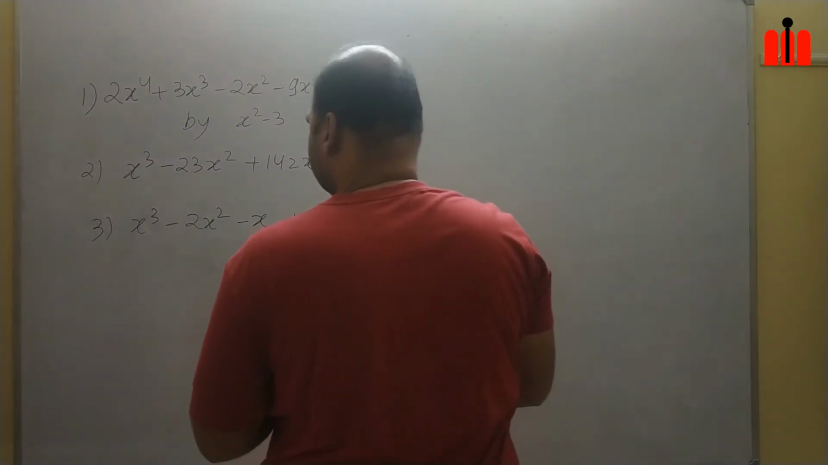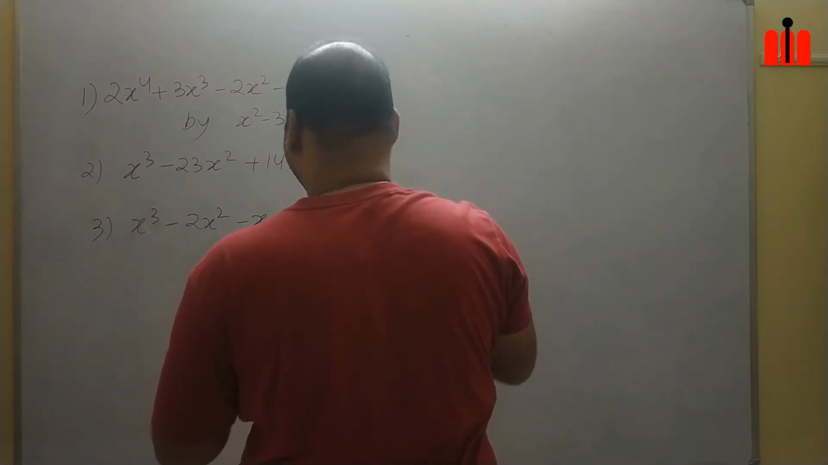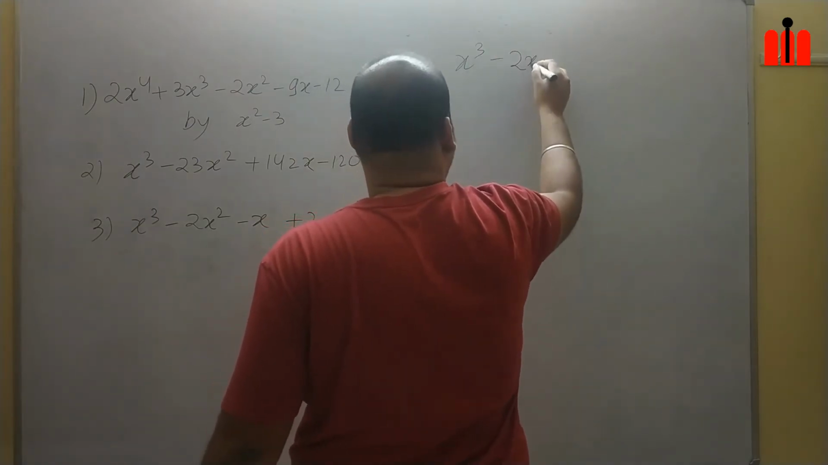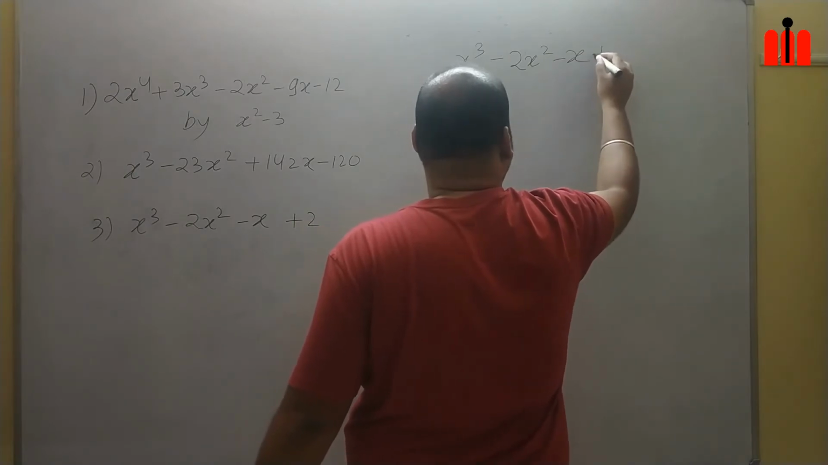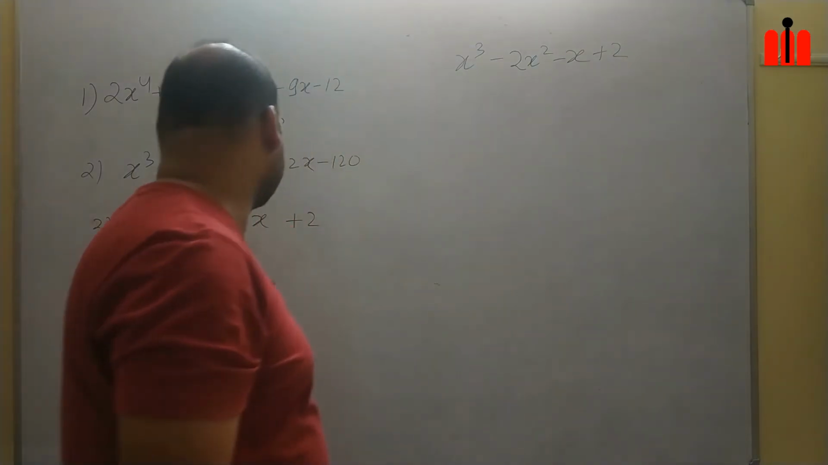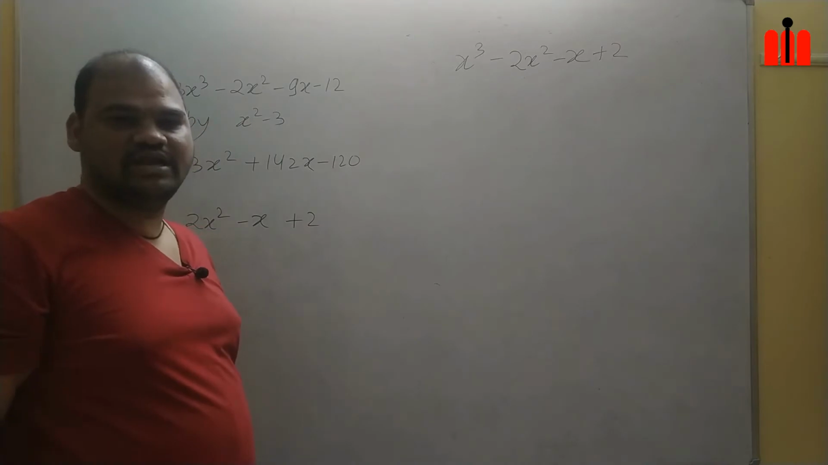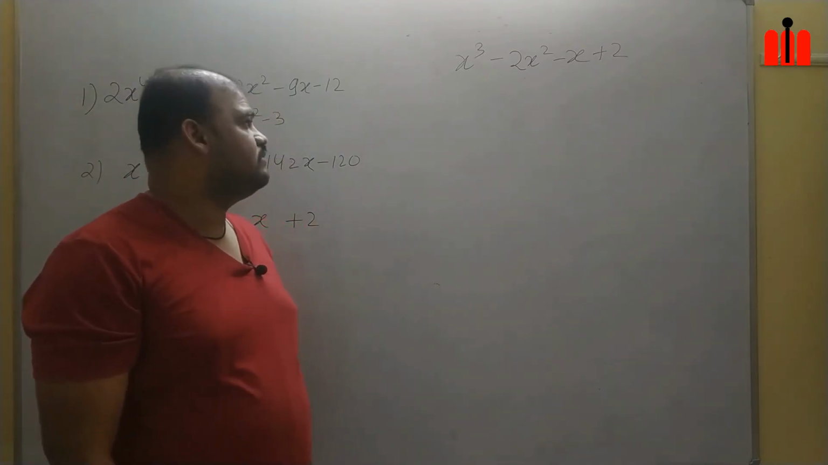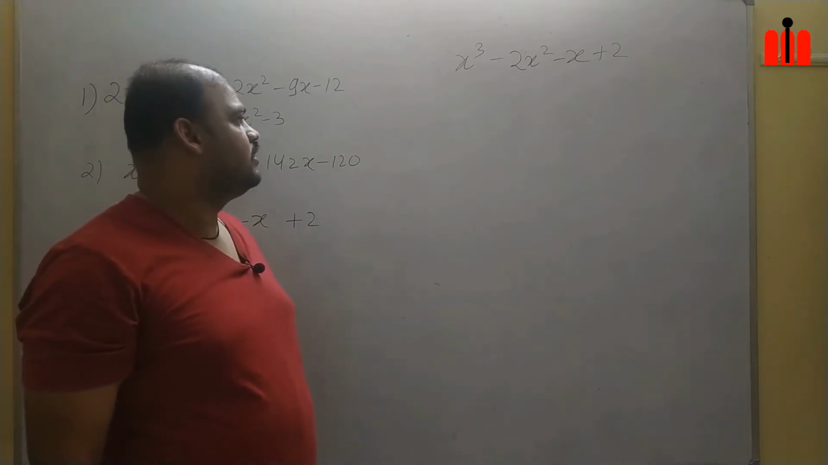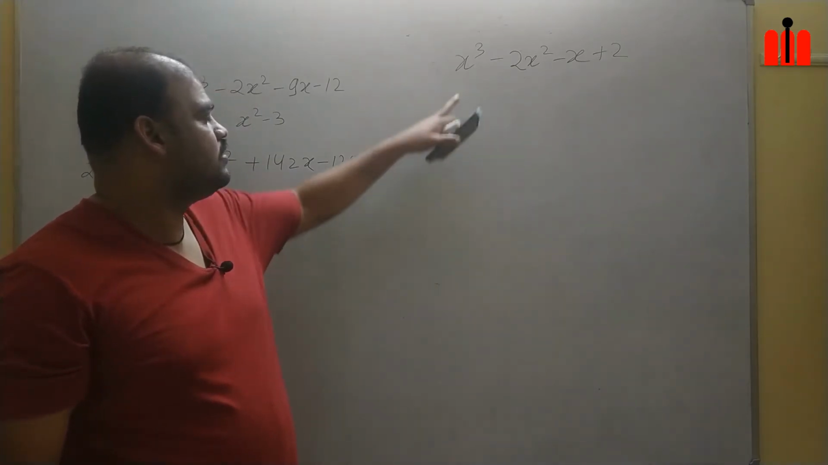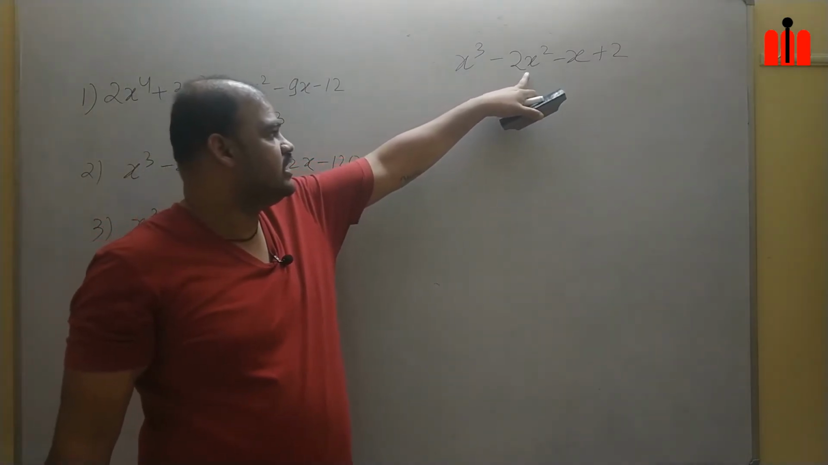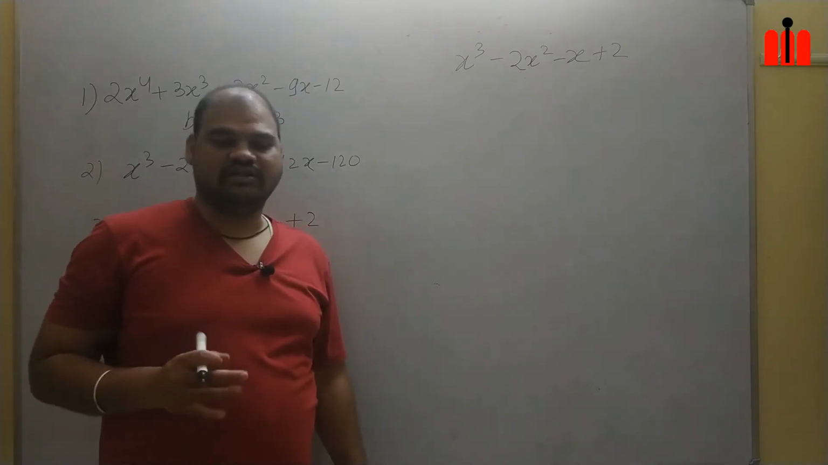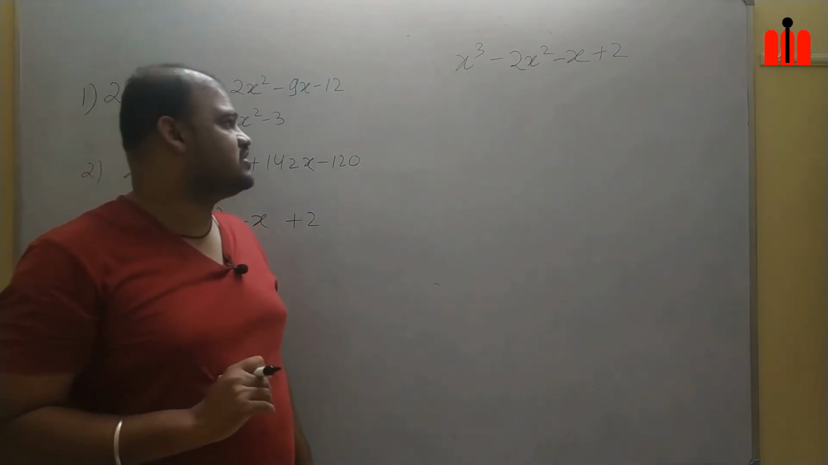So my problem number 3 is x cube minus 2x square minus x plus 2. Okay, x cube minus 2x square minus x plus 2. First I will put 0. If I put 0, this will be 0, this will be 0, and at last 2. So this expression will not become 0 for x equal to 0.